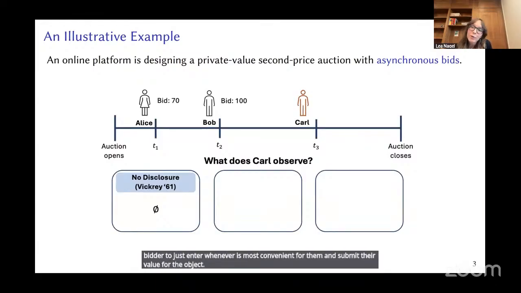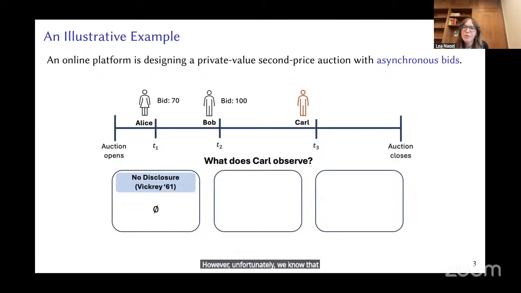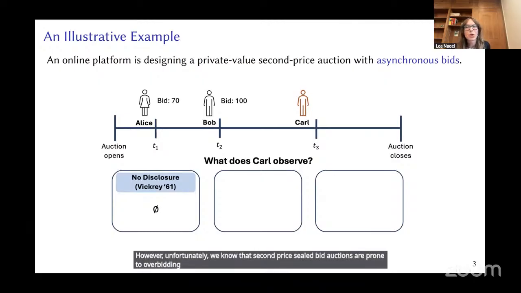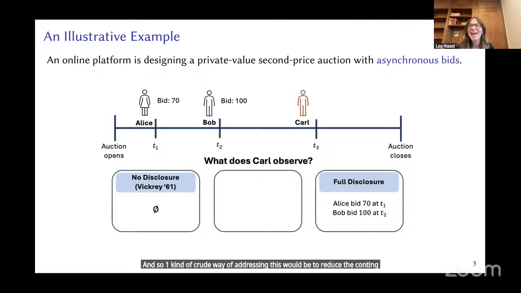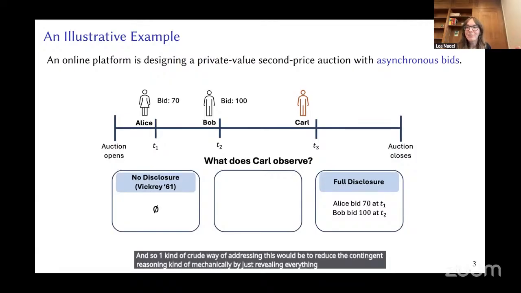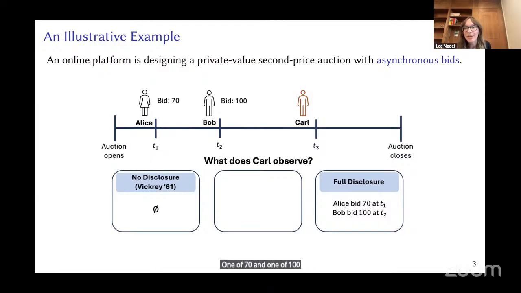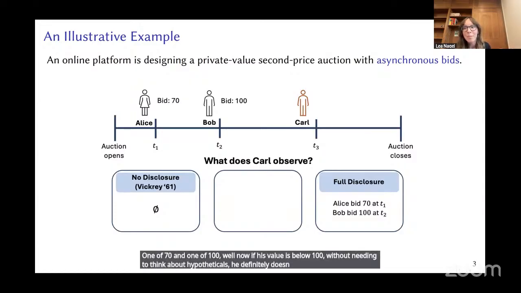Okay. However, unfortunately, we know that second price sealed bid auctions are prone to overbidding. So many people don't recognize that they have a dominant strategy of being truthful here. And so one kind of crude way of addressing this would be to reduce the contingent reasoning mechanically by just revealing everything that we already know about what's happened in this auction so far. So for example, if we tell Carl that 2 bids have already been submitted, one of 70 and one of 100, well, now if his value is below 100, without needing to think about hypotheticals, he definitely doesn't want to submit a bid that is going to make him the winner. It's just going to lead him to make a loss.